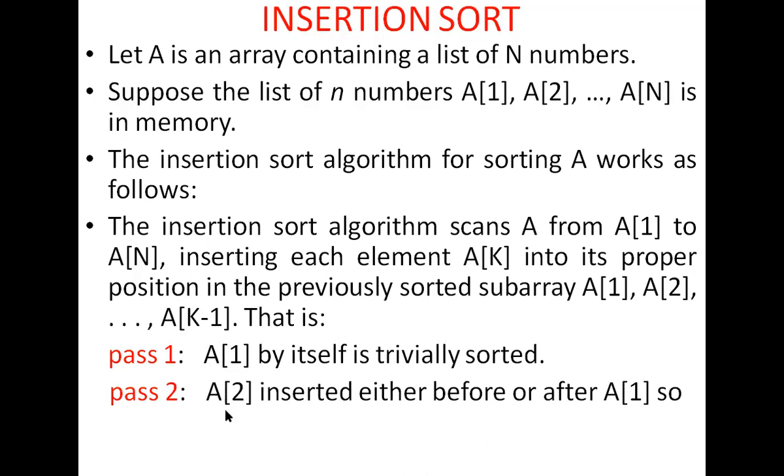Then in the second step, A of 2 is the element to be sorted. This A of 2 is inserted either before or after A of 1, so that A of 1, A of 2 is sorted. That means in the second step, the element to be sorted is A of 2, and A of 1 is already sorted. Now A of 2 can be inserted either before A of 1 or after A of 1, such that A of 1, A of 2 is sorted.